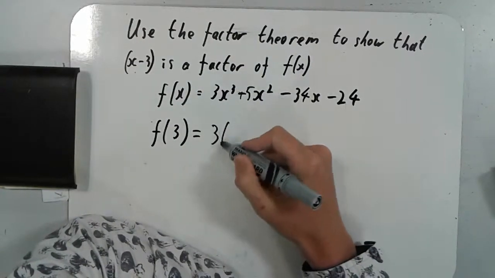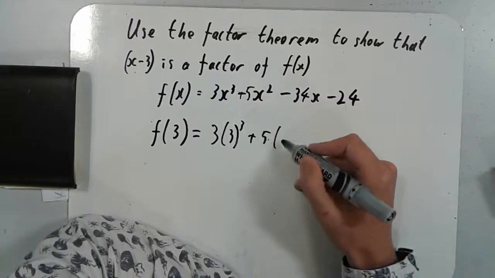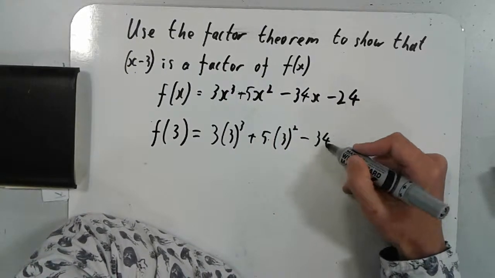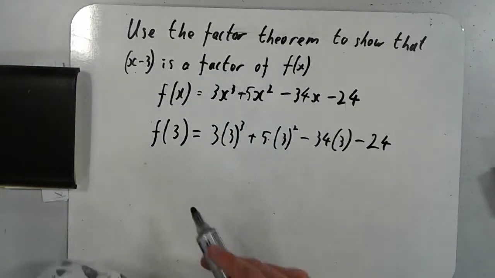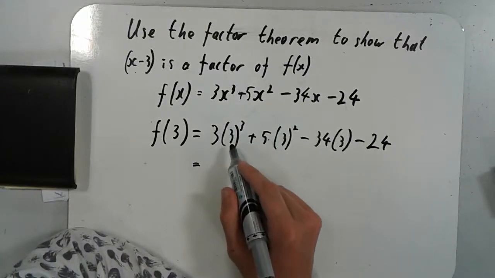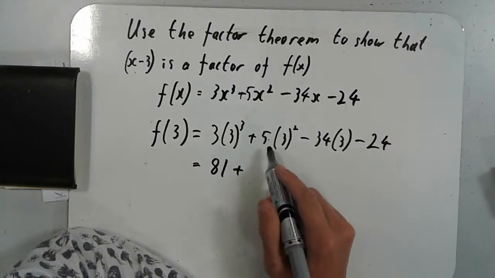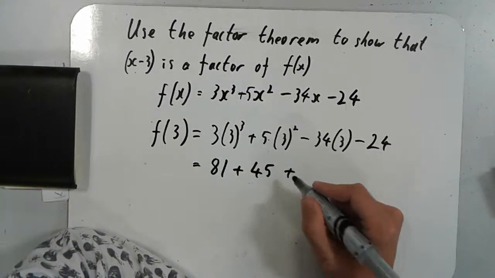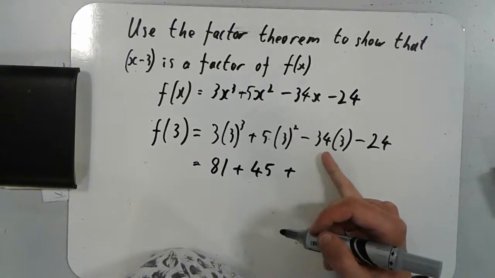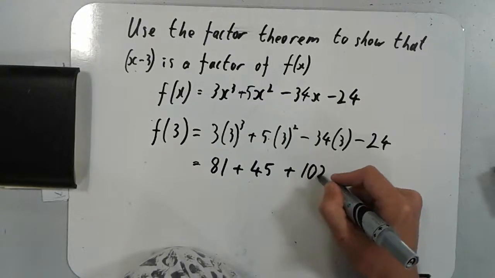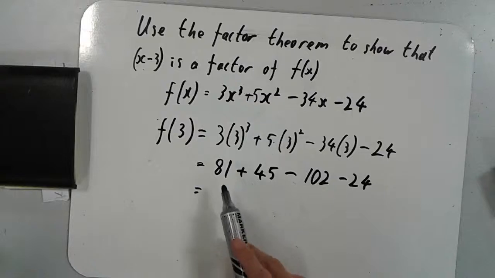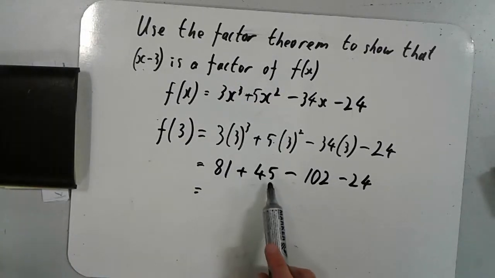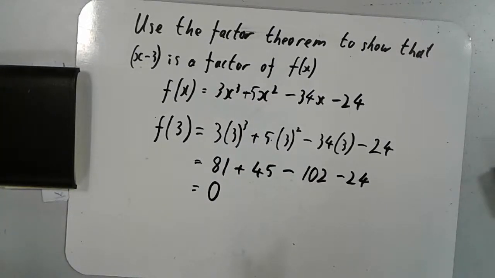So if we do that, we're going to get 3 times 3 cubed plus 5 times 3 squared minus 34 lots of 3 minus 24. Okay, so let's work this out. 27 times 3 is 81, plus 5 times 9 is 45, minus 102, sorry, and minus 24. Adding our two positives together, we get 126. Our negatives together gives us minus 126. That does indeed equal 0.